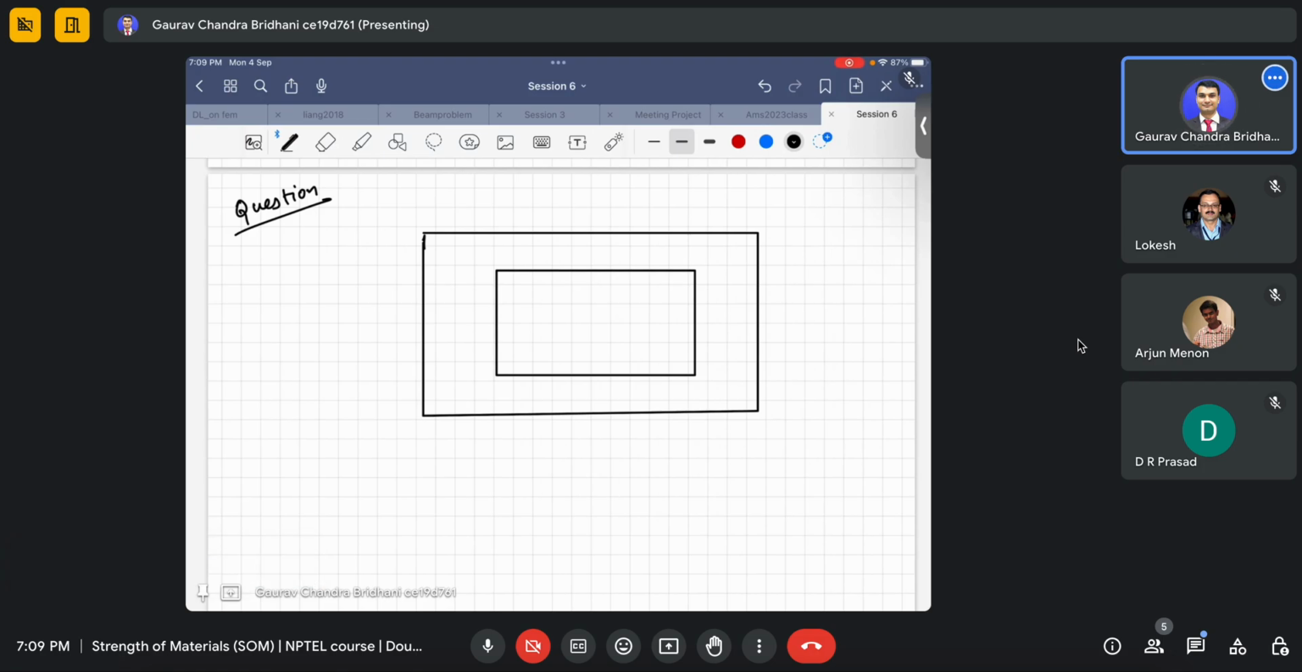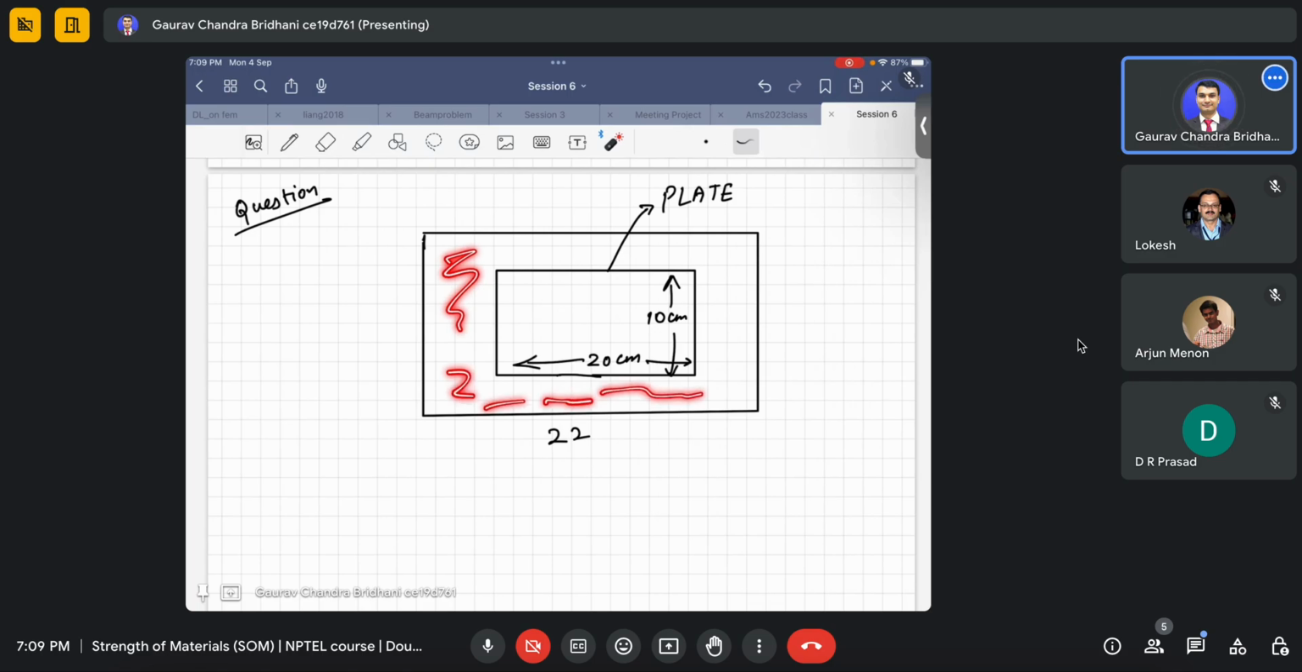Okay, so suppose we have this inner one as a plate. Suppose this dimension is 20 centimeter and this one is 10 centimeter. And this plate is kept in a cavity. So this is basically a cavity. That means this area is free, open, nothing is there. It's an open free area, no material is there, and these are some rigid boundaries.